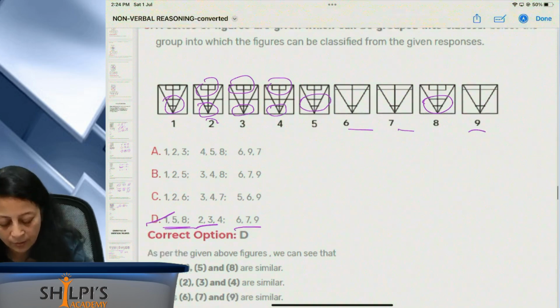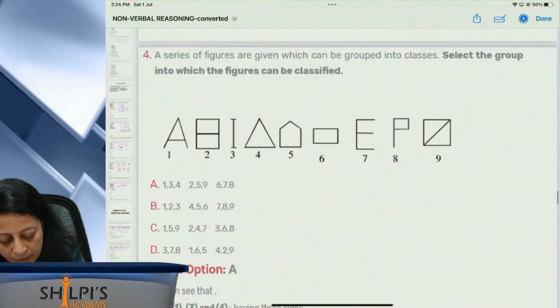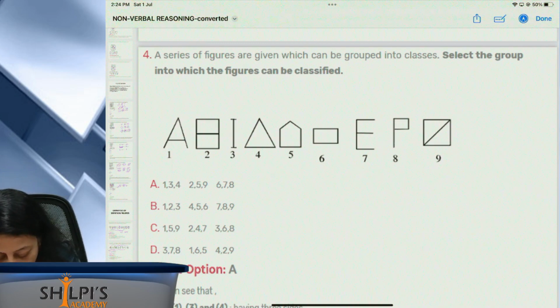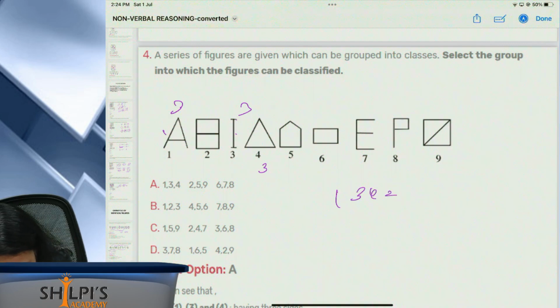Okay, students. A series of figures are given, grouped into classes. So how are we going to classify here? This looks a little different. I think it goes with the number of lines. 1, 2, 3. It has got 3 lines. Here it has got 1, 2, 3, so 3 lines. Again 1, 2, 3, it has got 3 lines. So 1, 3 and 4 have 3 lines.